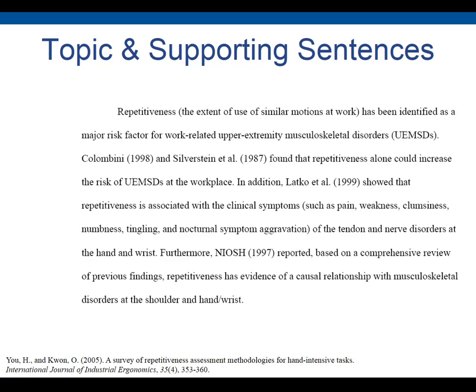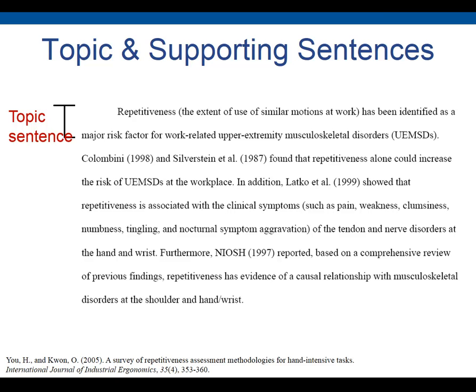This is one paragraph that I took from my former advisor's academic journal paper, which is published in the International Journal of Industrial Ergonomics. You can see it at the bottom. I will explain in more detail later how to make citations for the references. But let's go to the first sentence. The first sentence is always the topic sentence. Repetitiveness has been identified as a major risk factor for work-related upper extremity musculoskeletal disorders.